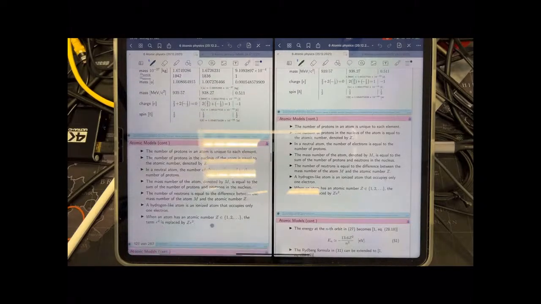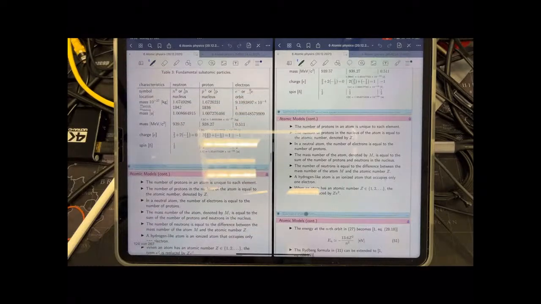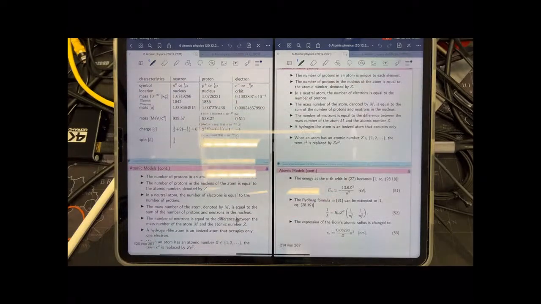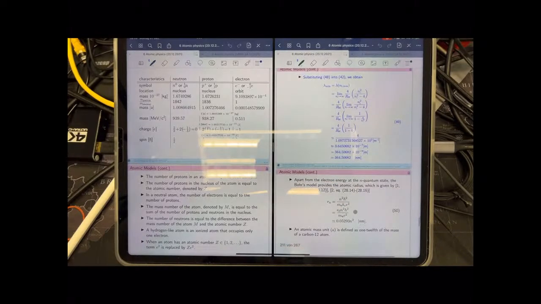When an atom has an atomic number 1, 2, 3, and so on, the term e squared is denoted by Z e squared. So what does that mean? For whatever you have, whether you have the radius, e squared is going to be replaced by Z e squared.